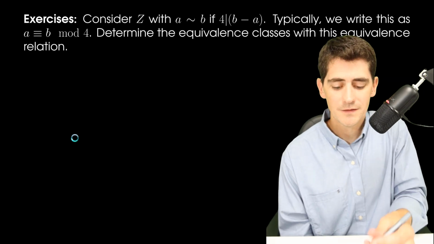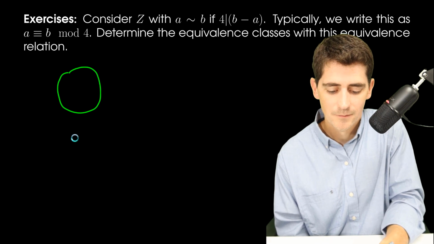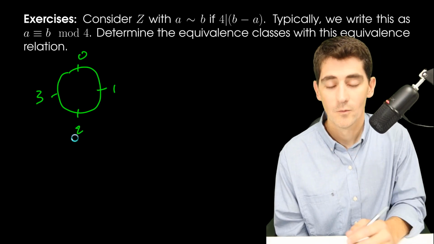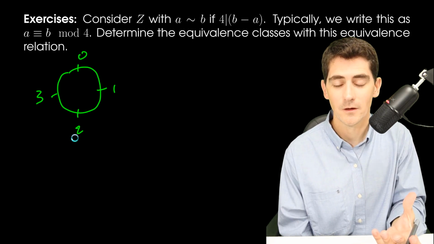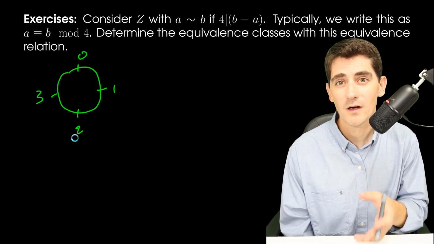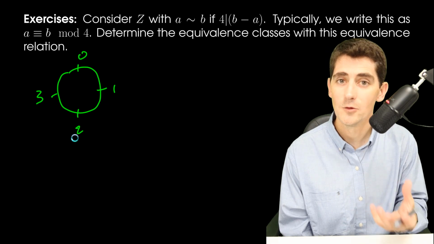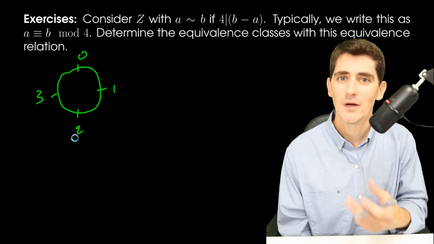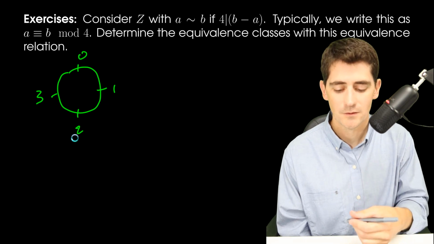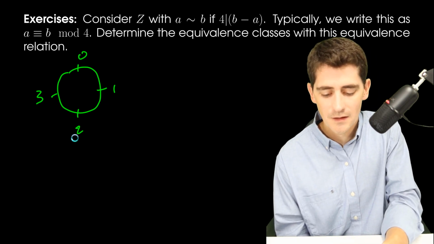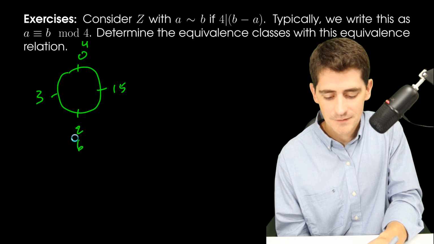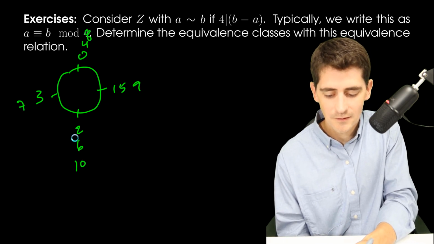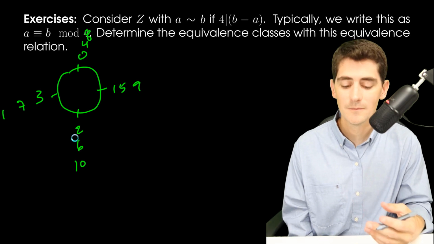Now remember, earlier I said one way you can think of modular situations like this is like a clock with only 4 hours on it, starting with 0. Remember, when you divide by 4, what possible remainders can you have? The remainders I could have are 0, 1, 2, 3. Past that, we just keep reducing it. So for example, 0, 1, 2, 3, 4, 5, 6, 7, 8, 9, 10, 11, and we can keep going on and on and on.